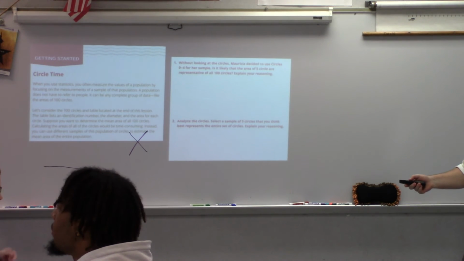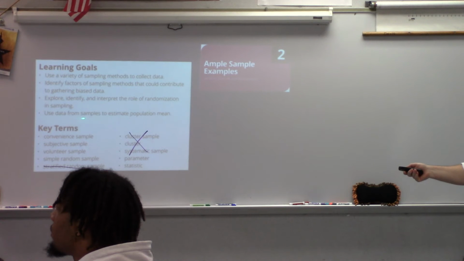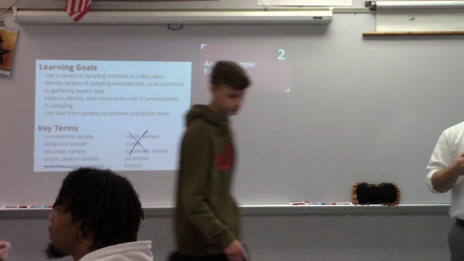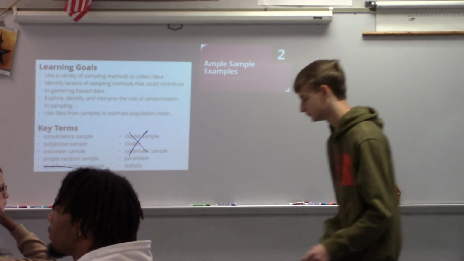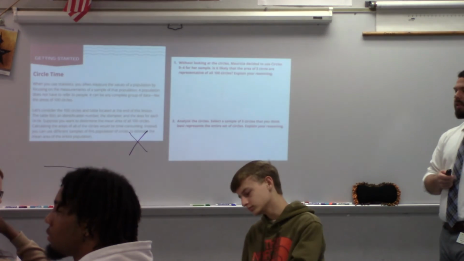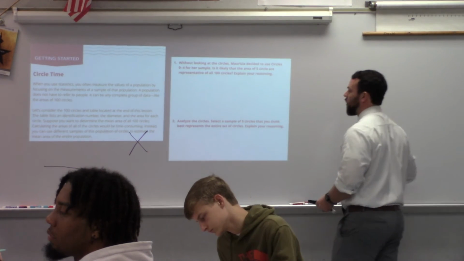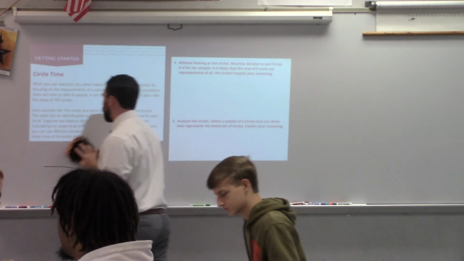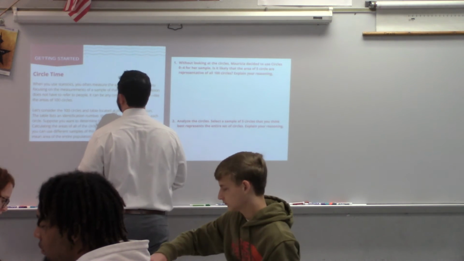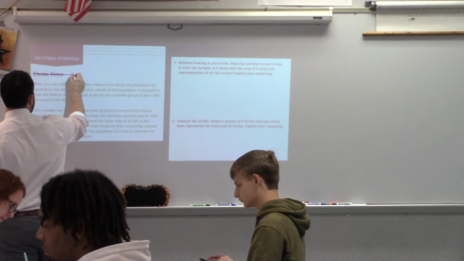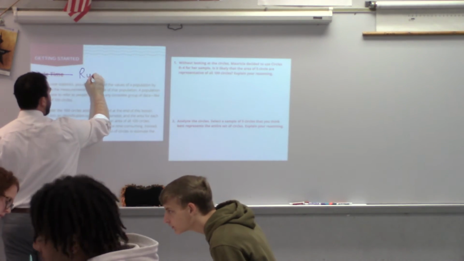But I do want to point this out, right? We're going to use data from samples to estimate a population mean. That's the biggest thing. I want to take my sample and make a prediction about the population. So, right here, the book is set up to do circles. Go ahead and just cross through where it says circles, or circle time, and we're going to put running up that hill.